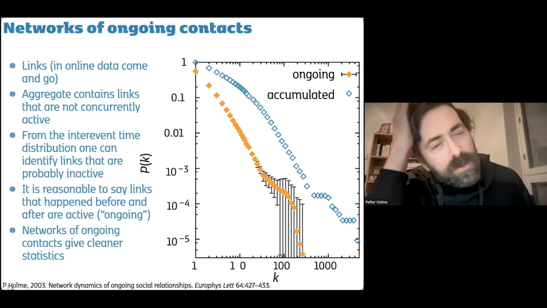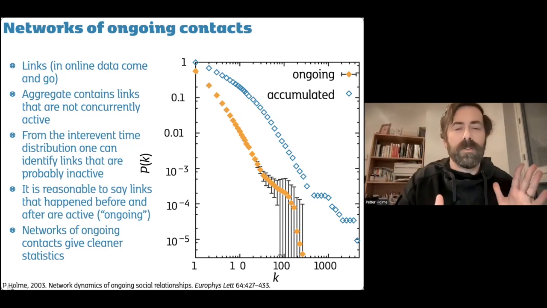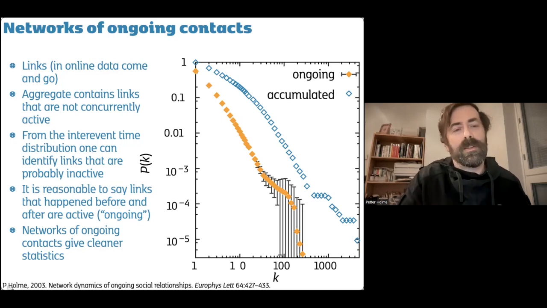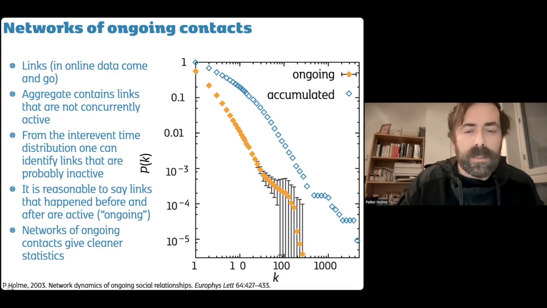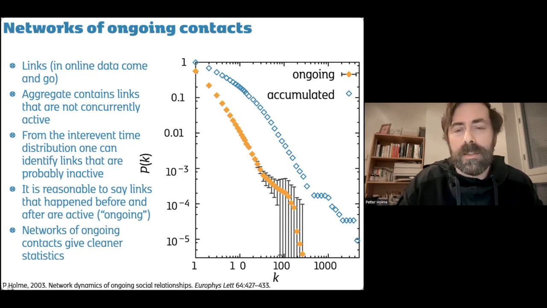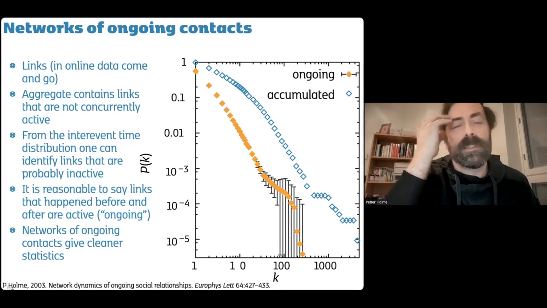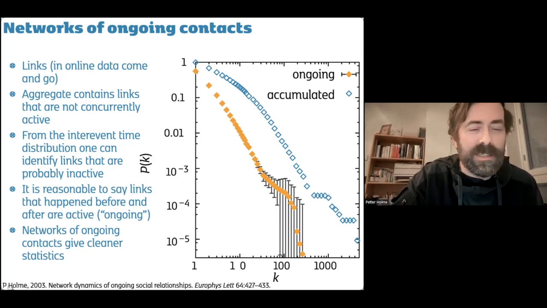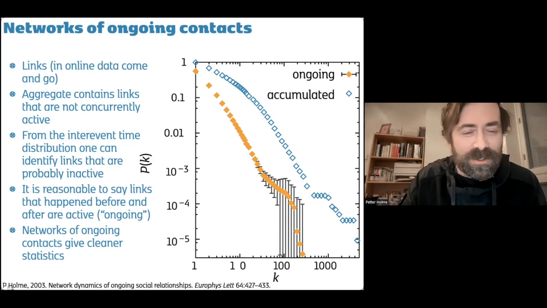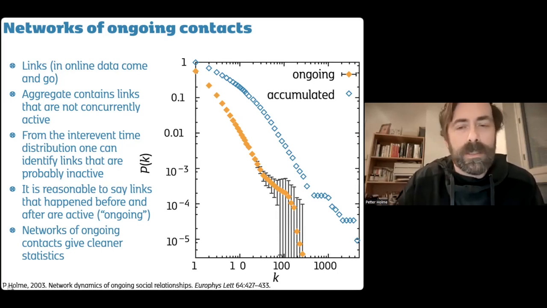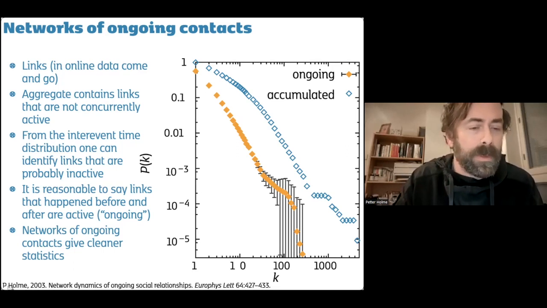So in this paper, I tried to make a statistical method to estimate which links are dead, so that we can have a network of ongoing active contacts. This figure shows that if you do that, then you get a degree distribution that is a bit more like a power law. This was another thing that was hot at the time. It isn't anymore, thank God for that. But in other aspects too, if you make a network of ongoing contacts, the statistics get a little bit cleaner.